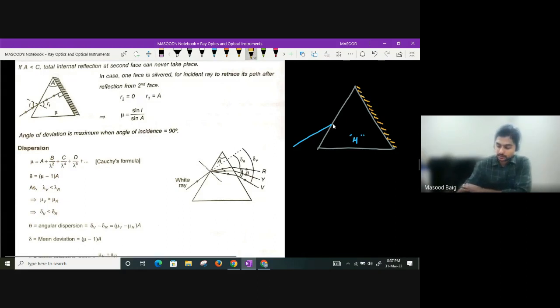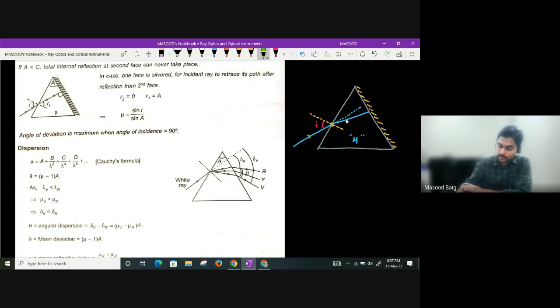So when will it retrace? This is our point of incidence. So you can consider this will be the normal, and you can consider this to be the angle of incidence. So how is the incident ray traveling? Is it traveling from rarer to denser or not? Yes. So in reality, if the prism was not there, it would have traveled like this. But because of the presence of the prism, it will bend towards the normal.